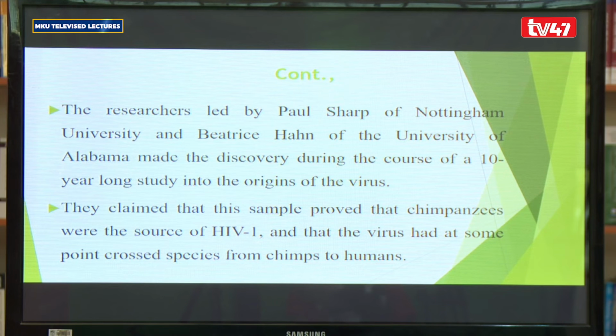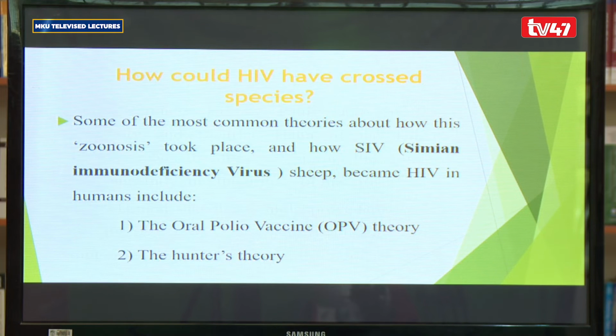So from these famous scientists, because of this long period of study of 10 years, they believe that these viruses came from the monkeys and also to the humans. So you're talking about the zoonotic diseases, and this HIV could be one of them. Let's look at how HIV has crossed species.